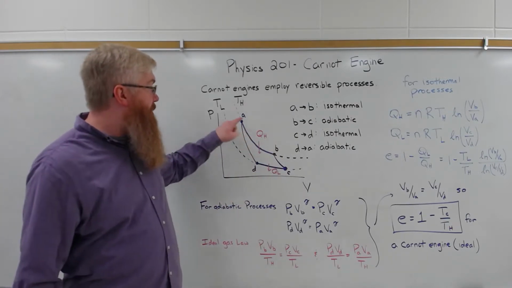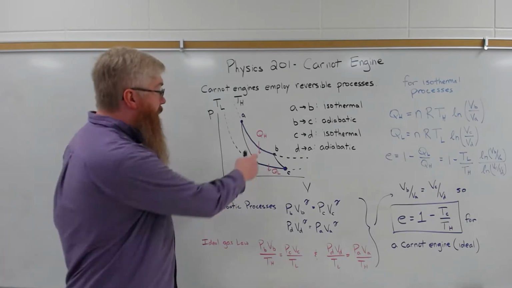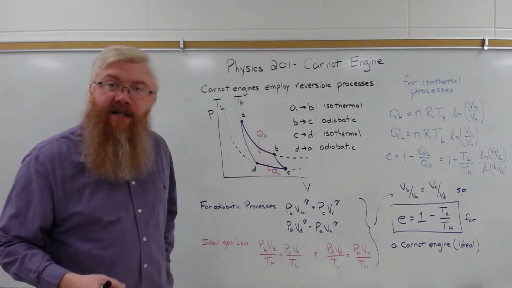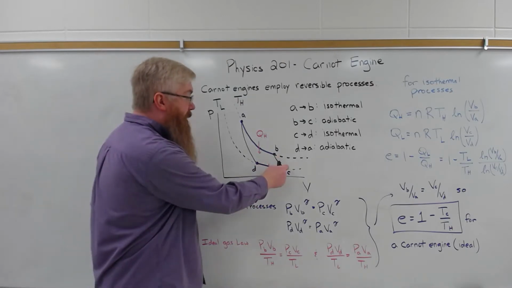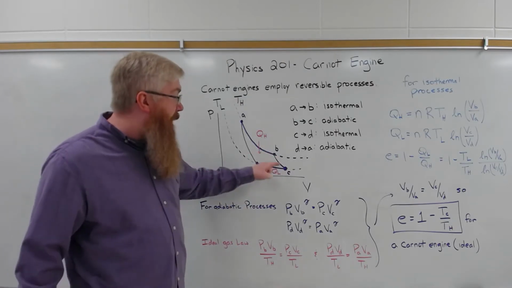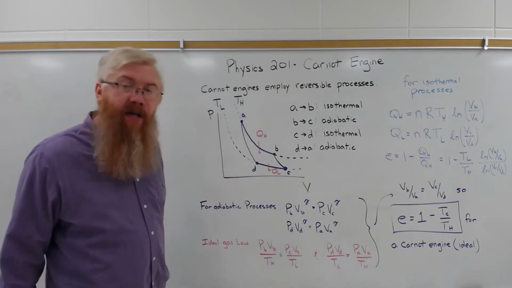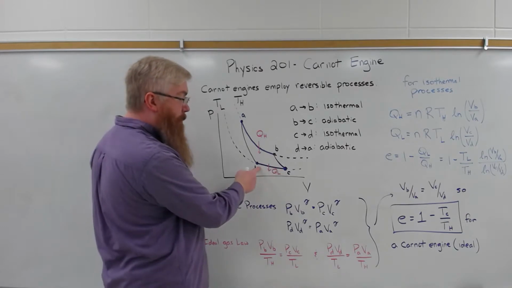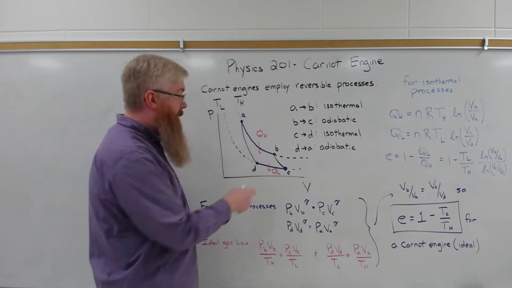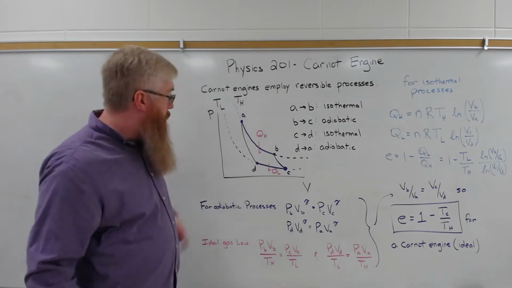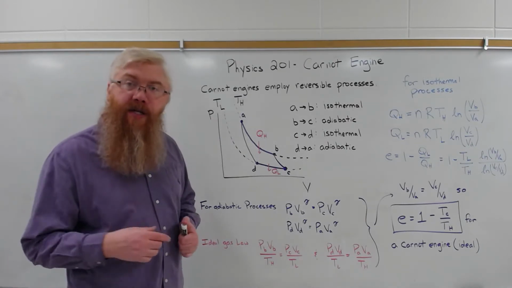For the process A to B, Q sub H is added to the system. This is an isothermal process, not an adiabatic one, so energy is not conserved. Heat is transported into the system from some external source. B to C is adiabatic, that means no heat enters or leaves the system during that process. C to D is again isothermal, so energy is lost, Q sub L leaves the system, that's the energy dumped. And then D to A is an adiabatic process, again constant energy, the energy doesn't change.